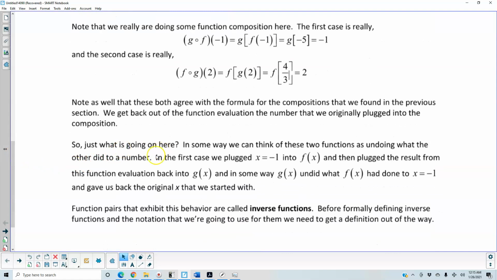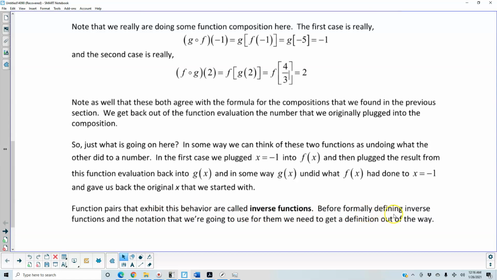So, just what was going on here? In some way, we think of these two functions as undoing what the other did to a number. In the first case, we plugged x equals -1 into f of x, and then plugged the result back into g of x, and in some way, g of x undid what f of x had done to x equals -1, and gave us back the original x that we started with. Function pairs that exhibit this behavior are called inverse functions.